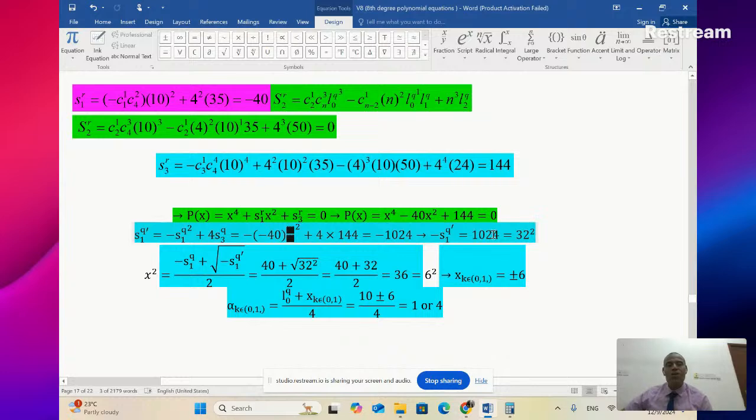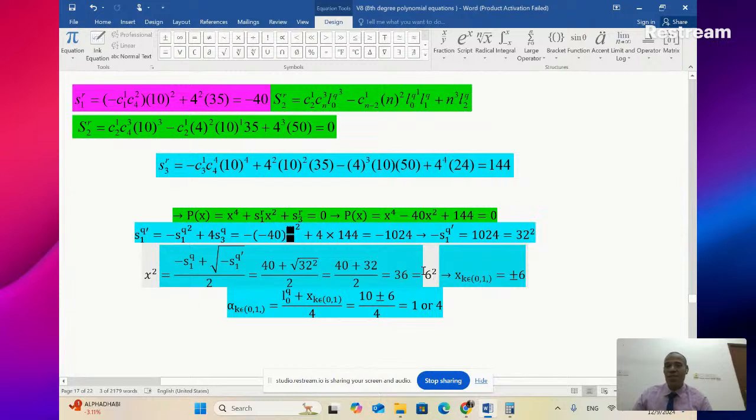1024 is 32 squared. Equal negative S1 of 40q plus root of negative S1 of all the q dash, which is this one, q dash. The negative sign gives you positive. So it will be 40, because S1 minus S1 of all the q is minus 40, positive 40, plus root of 32 squared. Root of 32 squared will give you 32. 40 plus 32 is 72. Divide by 2 gives you 36.